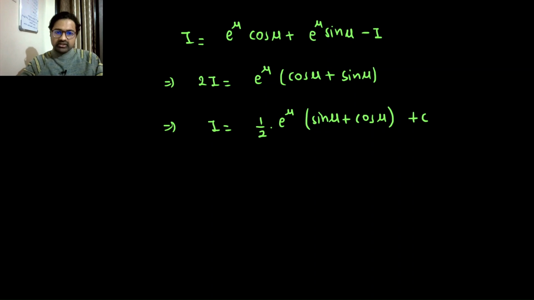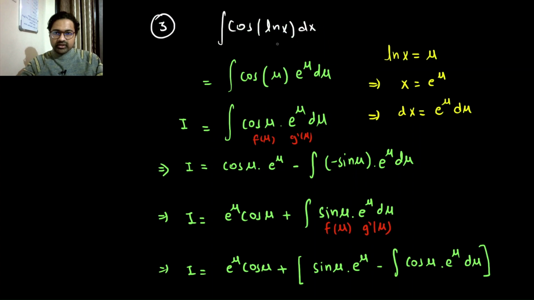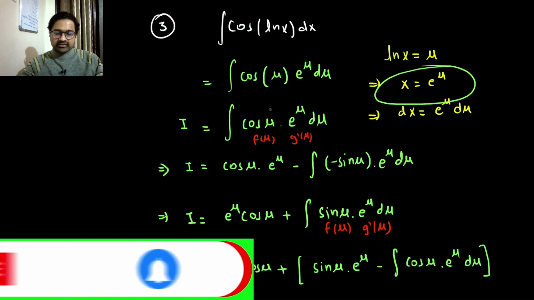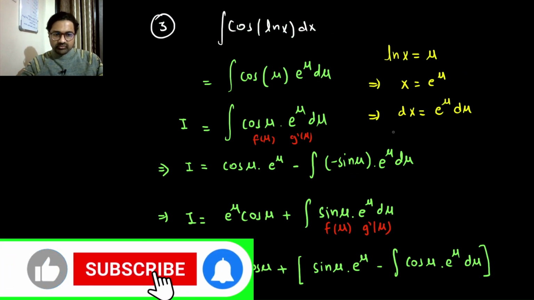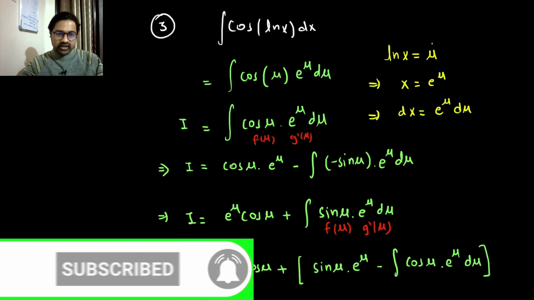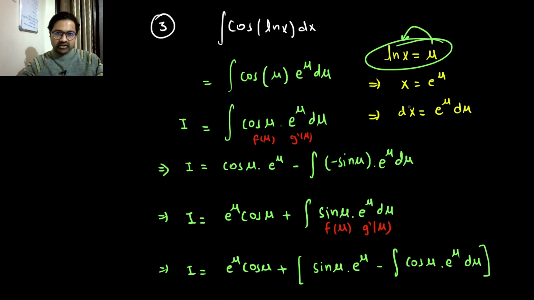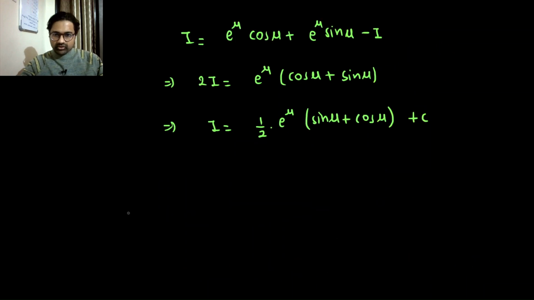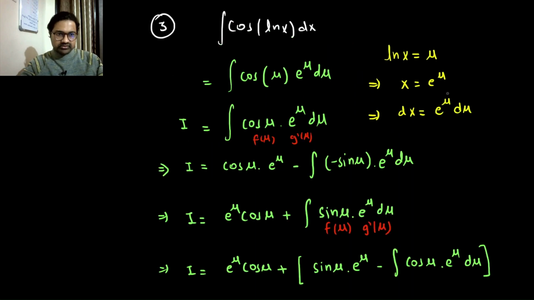But please do not leave your answer like this. This is not our final answer, because the original variable is x, and x is nothing but e raised to u. So I'm going to resubstitute u as natural log of x, because u should be replaced in terms of x. So u is natural log of x, which means I'm going to replace every u with natural log of x. So e raised to u is nothing but x, right? e raised to u is x.